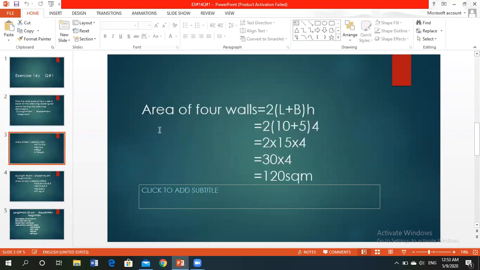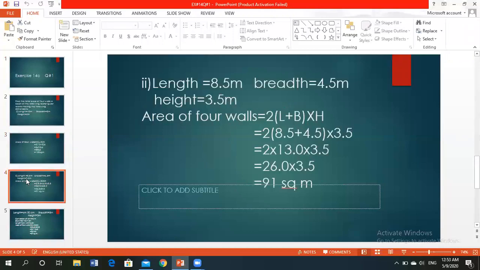We will just apply the formula, and the formula of area of 4 walls is 2 times (length plus breadth) times height. Now put the values in the formula. The value of length is 10 meters and breadth is 5 meters. That is given in the question, and the value of height is 4 meters. It is also given. Now we'll add the numbers in the parentheses. 10 plus 5 equals 15. 15 times 2 is 30, and 30 times 4 is 120 square meters.